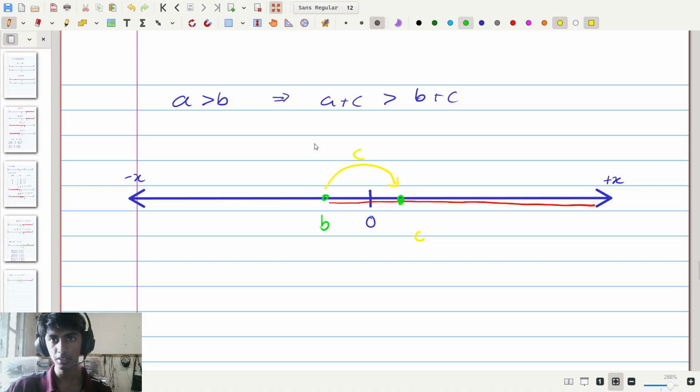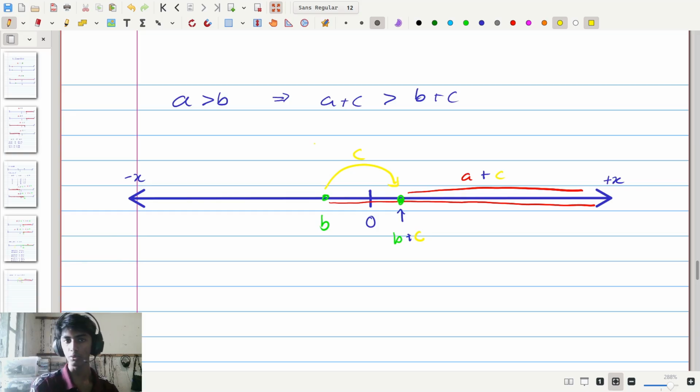We'll put the C in the yellow color. So you'll have a C here. We'll have a B here. This point here is B plus C right here. And the corresponding new range of A is this. And over here, what this is representing is A plus C. So we can see if A was greater than B, then A plus C is still greater than B plus C. So here, adding a constant to both sides of an inequality does nothing to the inequality's truth. The inequality is still of course true.